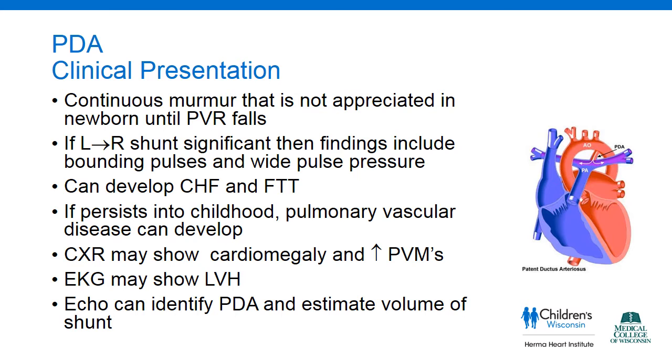But if we're seeing significant symptoms or that it hasn't closed by a year of life, we're really talking about closing them to help with the patient's longevity. Their chest X-ray might show cardiomegaly and increased pulmonary vascular markings, and their EKG might show left ventricular hypertrophy or LVH. Their echo is definitely the diagnostic choice to identify the PDA and estimate the amount of volume shunt. And as with VSDs, this will result in significant left heart dilation.